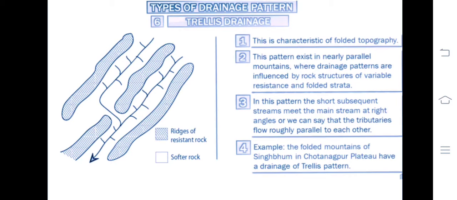In this pattern, the short subsequent streams meet the main stream at right angles, or we can say that tributaries flow roughly parallel to each other. Example, the folded mountains of Singhbhum in the Chota Nagpur plateau in Jharkhand have a drainage of trellis pattern, because of the nature of the folded mountains.